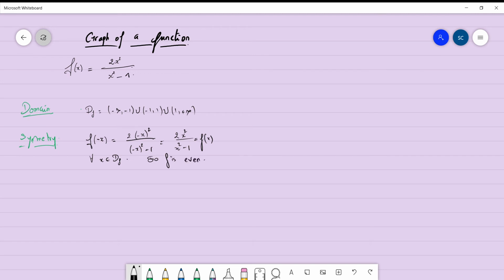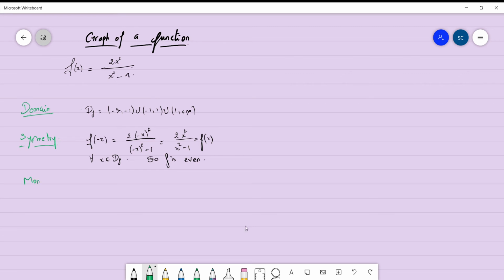It means I can limit myself to study my function from 0 to plus infinity, for example, then deduce the other part of the graph. Once I graph the half of that, the other part will be obtained by symmetry with respect to the y-axis. So we also limit the number of limits, which is good. Next we compute the derivative so that we study the monotony, in this order.